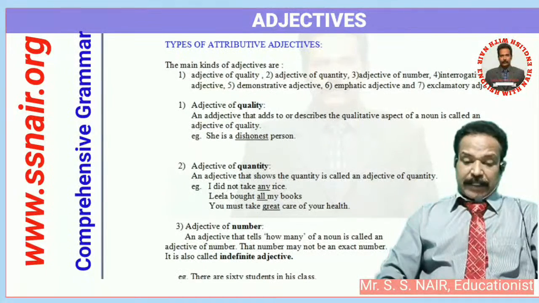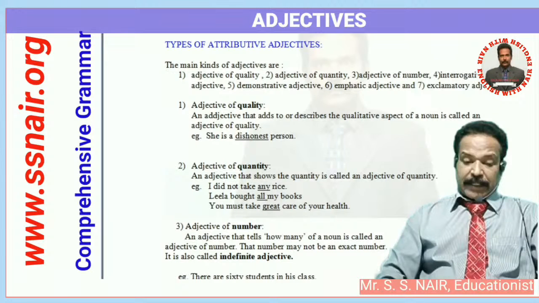Then we got adjective of number. Any adjective that tells how many of a noun is called an adjective of number. That number may not be an exact number. It's also called indefinite adjective. For example, there are 60 students in his class. Now 60 is an adjective. It's called adjective of number, because 1, 2, 3, 4, all the numerical things are called adjectives of number.